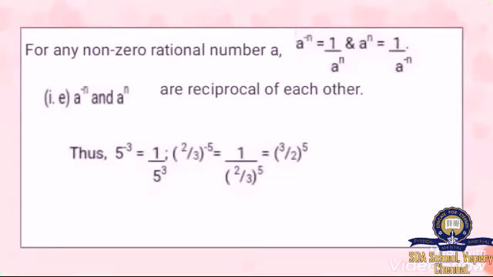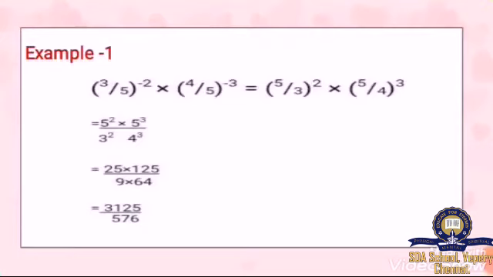When it is a rational number, let's consider 2 by 3. So (2 divided by 3) raised to the power minus 5 is equal to 1 divided by (2 divided by 3) raised to the power 5. It becomes the reciprocal, so we get (3 divided by 2) whole raised to the power 5. Let me see with an example.